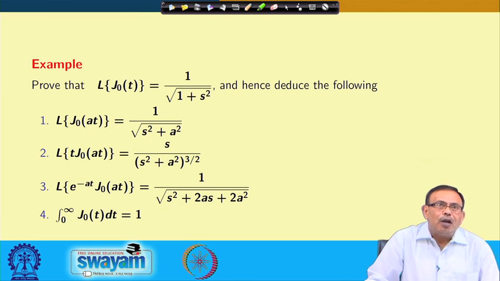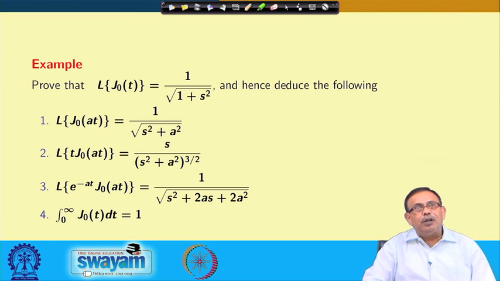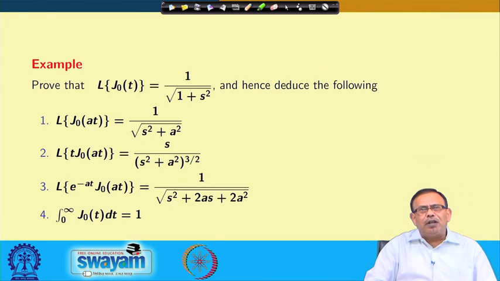Now, we want to find out a long example we are taking. First, we will prove that the Laplace transform of J0(t) is 1 by root of s square plus 1. From there, we will try to find out the Laplace transform of J0(at). Then we will go through the Laplace transform of t J0(at), also the Laplace transform of e to the power minus at J0(at). And if I integrate J0(at), that is 0 to infinity J0(at) dt.